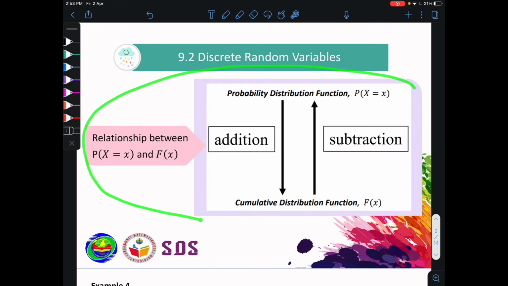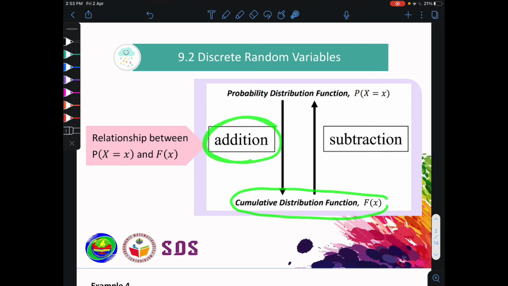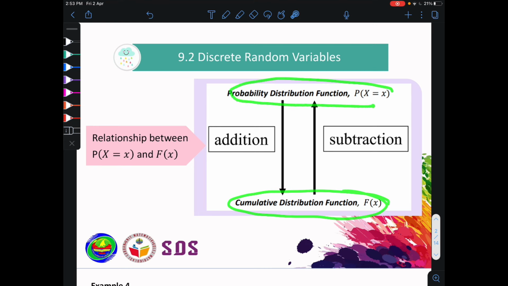Shown here is the relationship between P(X = x) and F(x). If you have P(X = x), in order to get F(x), we need to do addition. But if you have F(x), in order to get P(X = x), we need to do subtraction.